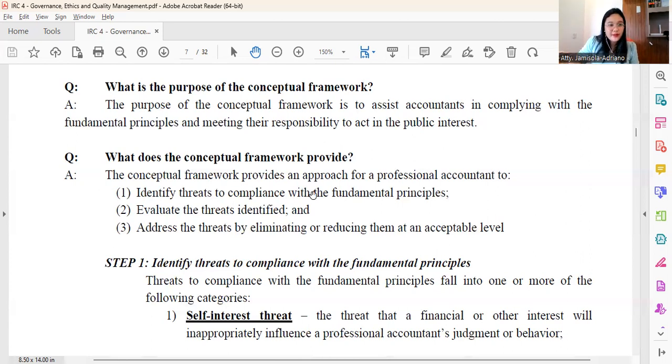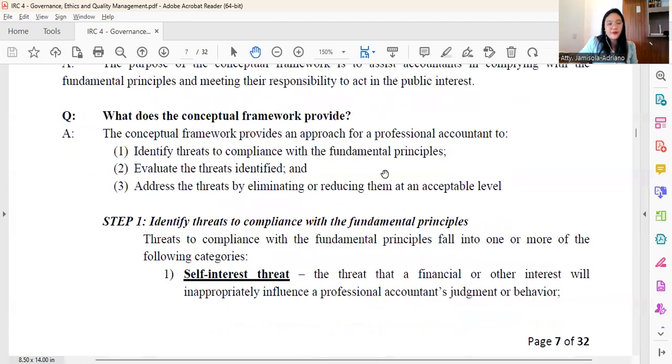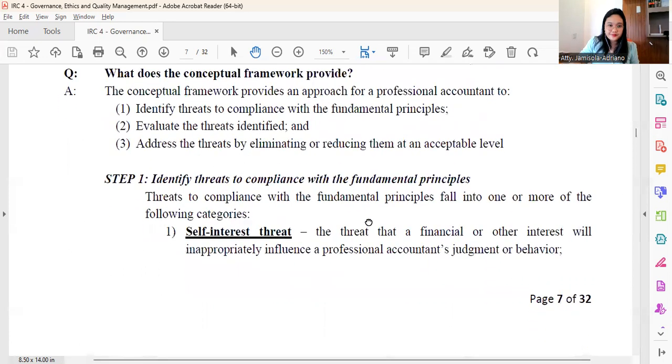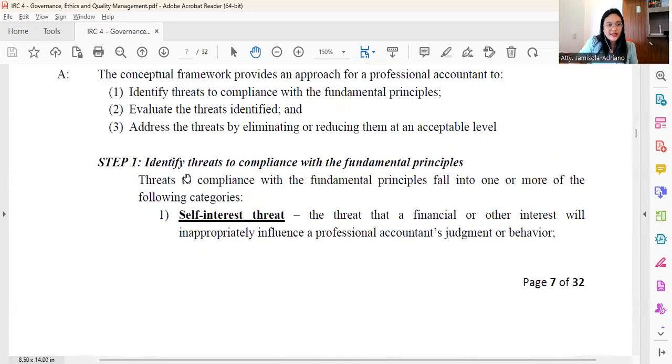The conceptual framework provides an approach for a professional accountant to identify threats to compliance with the fundamental principles. Then, after you identify that there are threats to compliance, you can evaluate the threats that you have identified. And after evaluating the threats, you can now address the threats. So, how can you address threats? Either by totally eliminating them, or if you cannot eliminate the threat, you are to reduce them to an acceptable level. So step one is to identify threats to compliance with the fundamental principles.